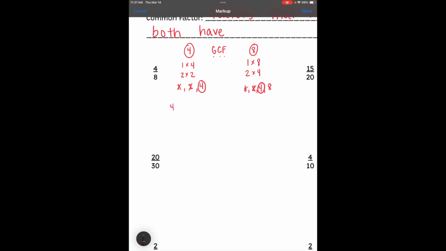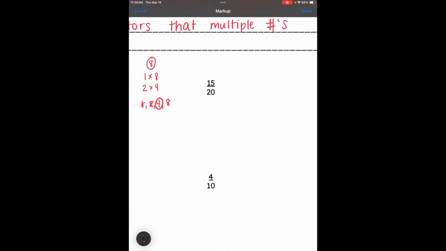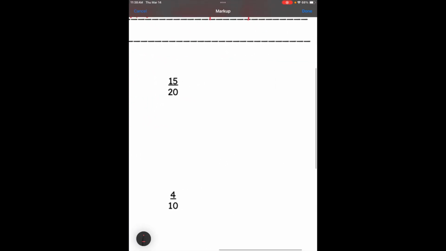With that greatest common factor, we have now figured out that we can divide both our numerator and denominator by that greatest common factor. And when we do that, we get our simplified fraction of 1/2. So 4/8 is really representing 1/2, and 1/2 is a lot easier to work with. So let's do the same thing. Let's simplify 15/20ths. First, we're going to factor out the numerator and the denominator.